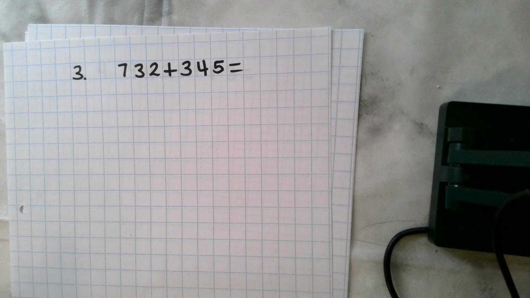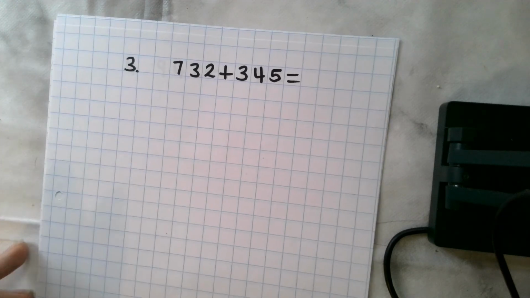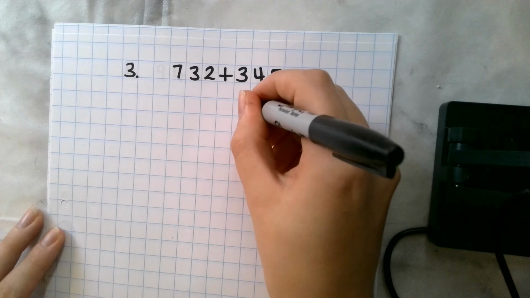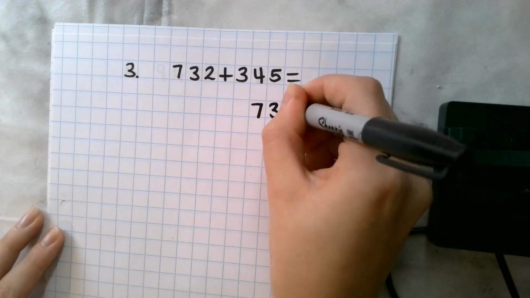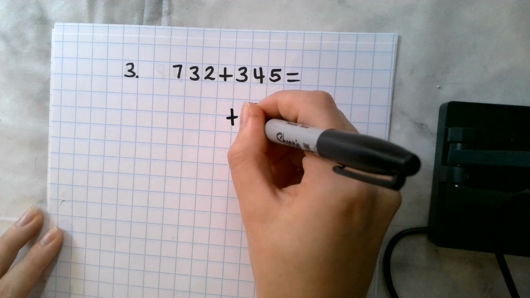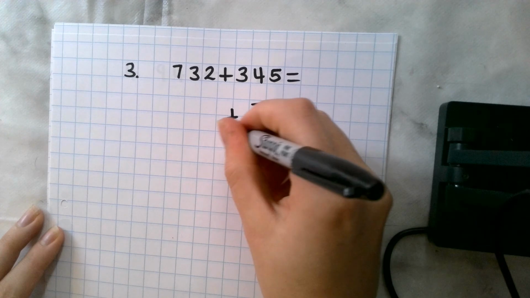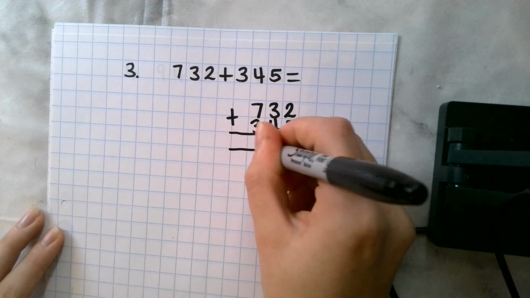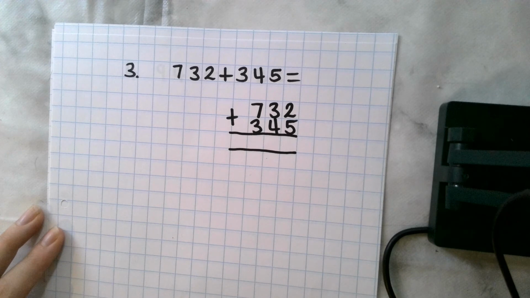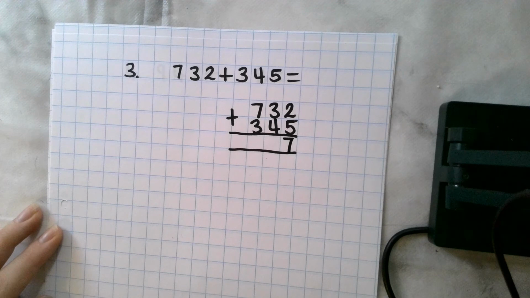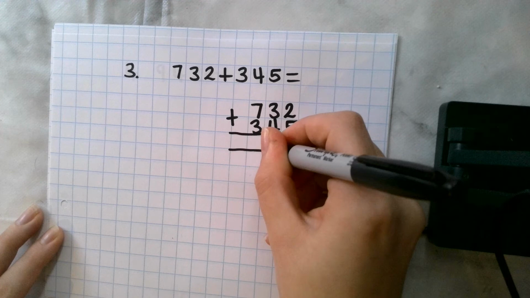Okay, so we get into bigger numbers. So we've got 732 and 345, so I'm going to put my larger number at the top and my smaller number at the bottom, using my correct place value and putting my difference bar in. Okay, I know that 2 add 5 is 7. I know that 30 add 40 is 70, so I'm going to put 7 tens underneath.